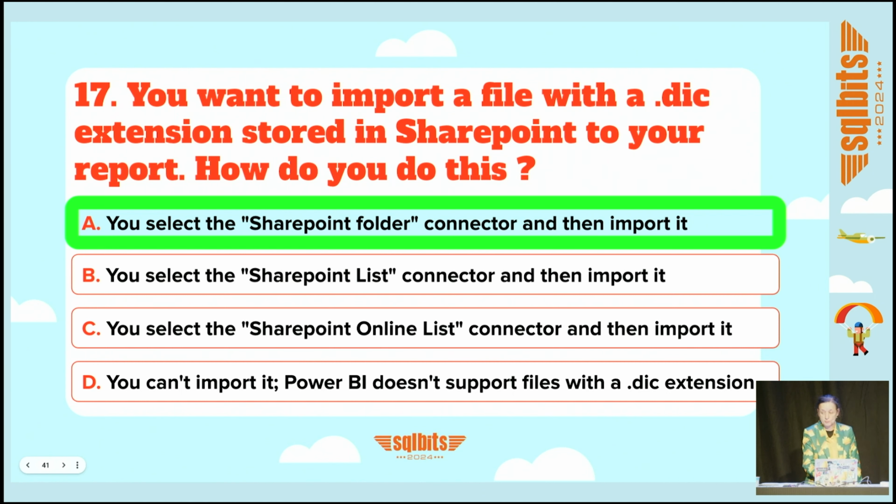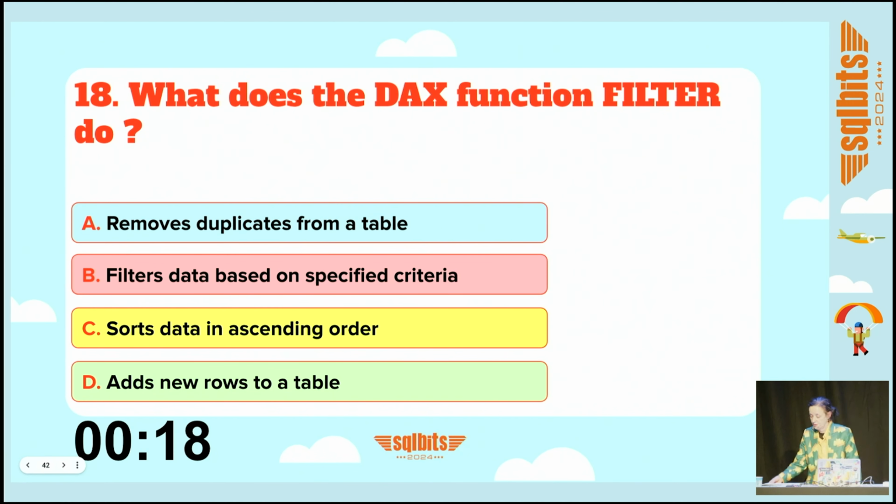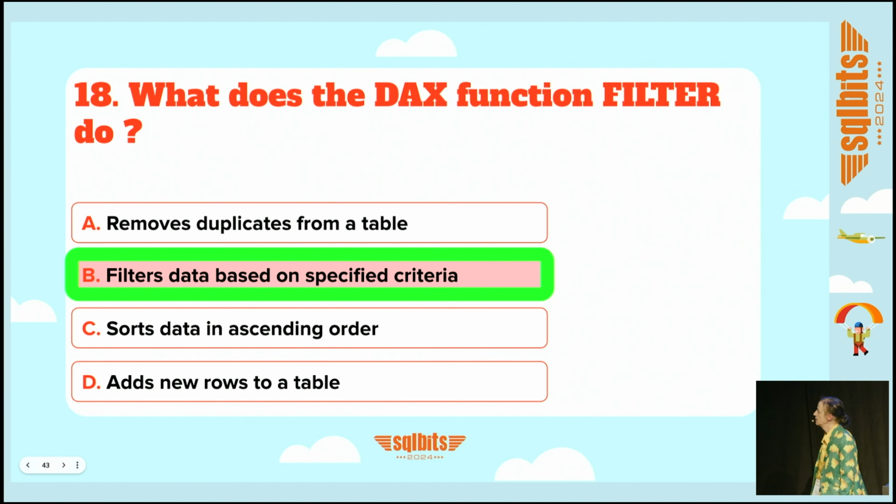Right, now some DAX. We're going to test your DAX. Are you ready? What does the DAX function FILTER do? A, it removes duplicates from a table. B, it filters data based on specified criteria. C, it sorts data in ascending order. Or D, it adds new rows to a table. I see only B's and one C. Yes, B is correct. Very good.